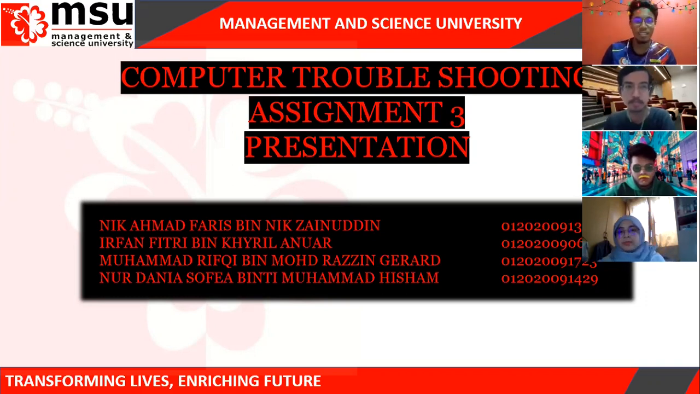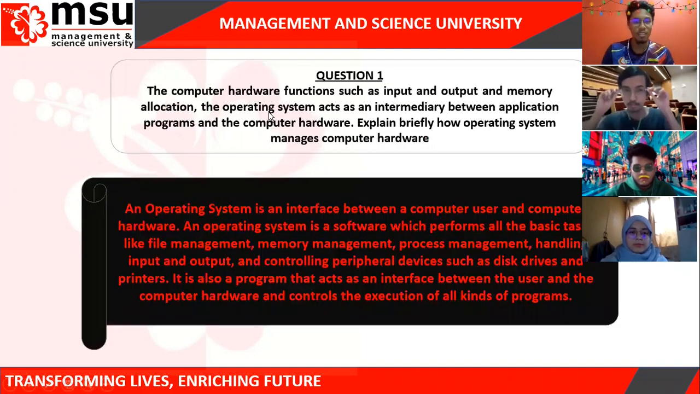First question: the computer hardware functions such as input and output and memory allocation. The operating system acts as an intermediary between application programs and the computer hardware. Explain briefly how the operating system manages computer hardware. An operating system is an interface between a computer user and computer hardware.